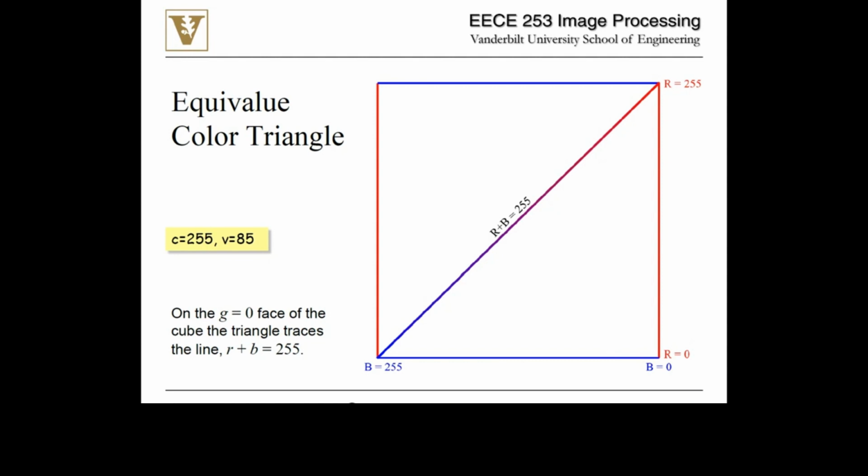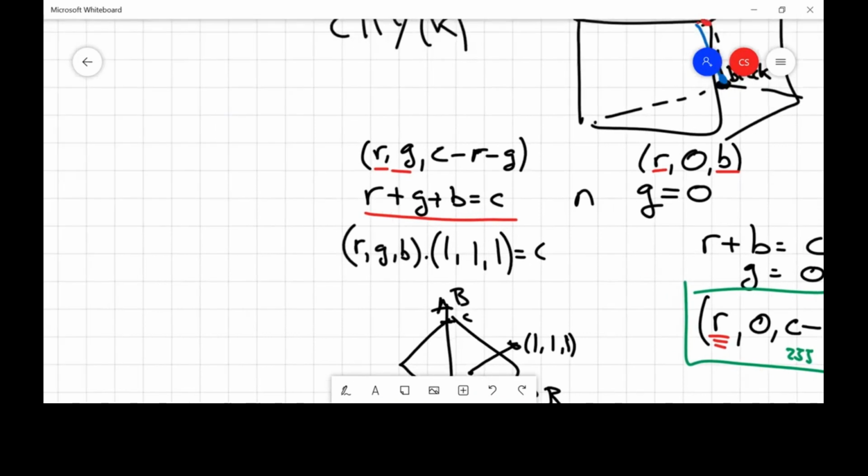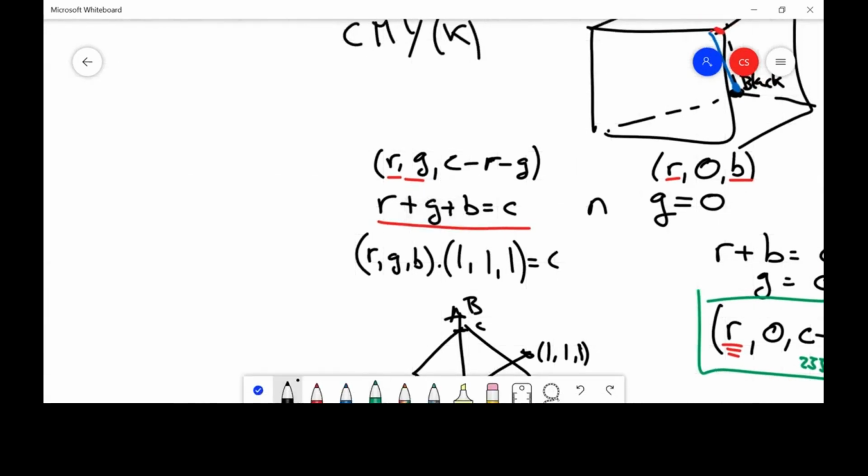And then what is this V? This V is the value. That is what we had at the beginning in one of the first lessons. We were computing the value of a color. We were saying the value of a color is R plus G plus B divided by 3. But R plus G plus B is C. So this is C divided by 3. Within that plane, all the points within the same plane, they have the same value.